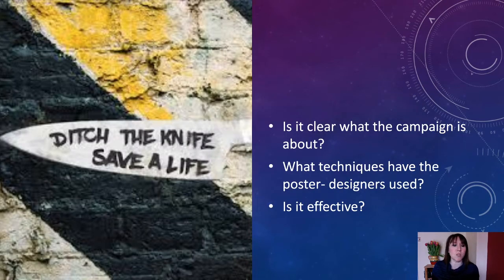The final one we looked at was ditch the knife, save a life. Again, we had a look at how it's on a graffiti wall, but the white is the shape of a knife. We had a look at how the font looks a bit like someone's chiselled it in with a knife. Again, all in capitals. There's alliteration there, rhyming. And so it's the idea of how these campaigns catch your eye, catch your attention.